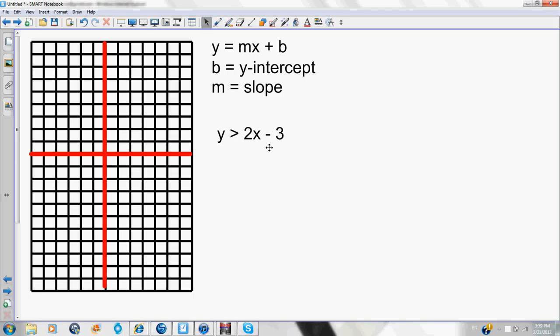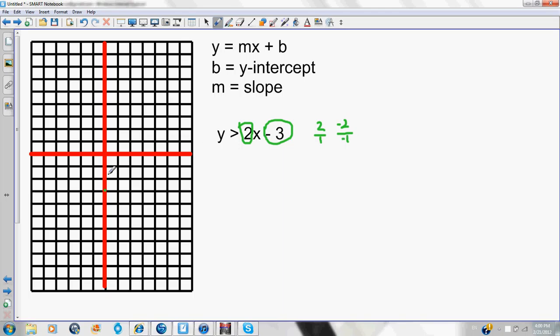All right, what is the y-intercept? The y-intercept of this one is the b, which is right here. It's -3. So we come to the origin and we go 1, 2, 3, and put our dot. The slope is here in front of the x. It's 2. That means it's 2 over 1, or it can be -2 over -1.